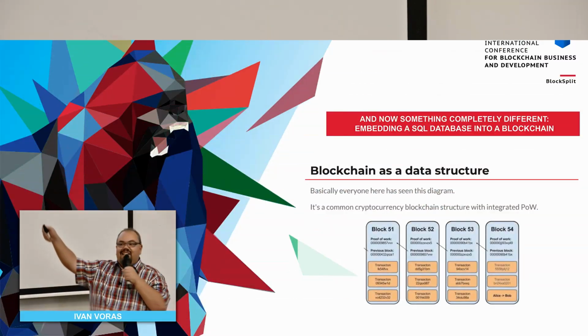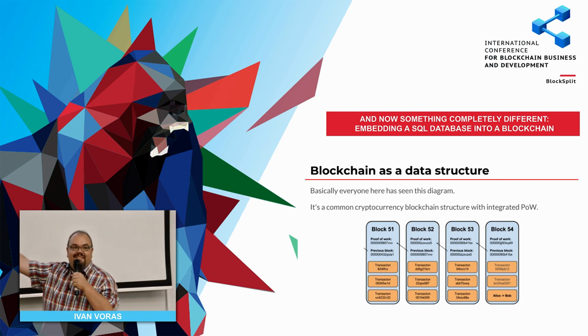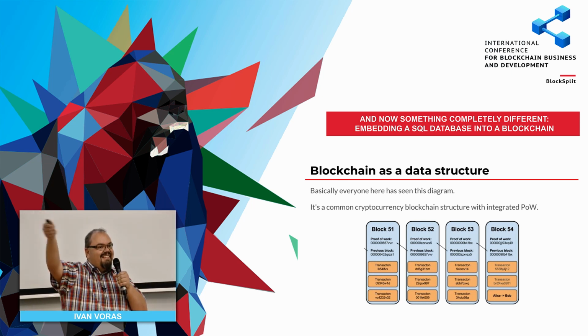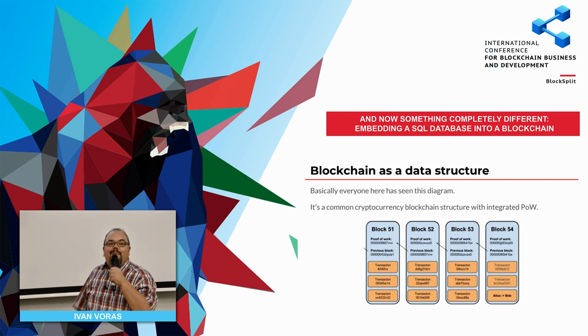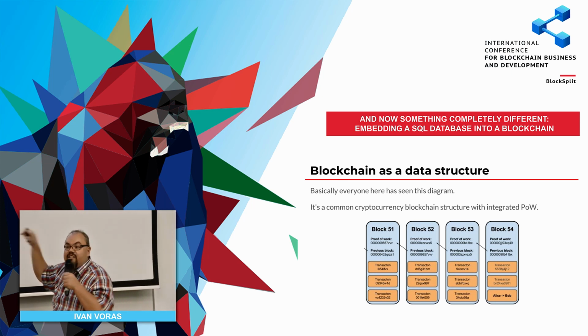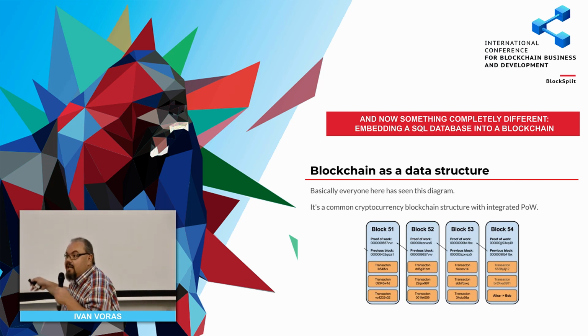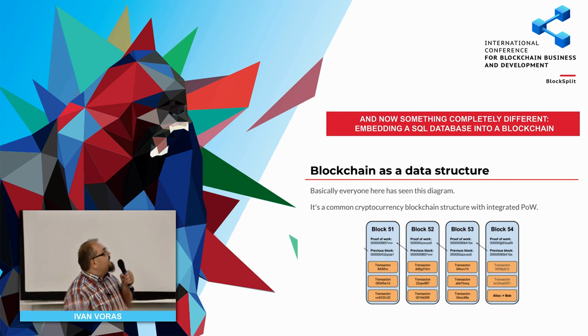Is there anybody here who didn't see this kind of picture? Is there anyone here who didn't see this diagram over here? Hands up. Okay. So basically, this is the picture which everybody sees when researching blockchains. If you search for blockchains in Google or whatever else, you will see this kind of image, this kind of structure.